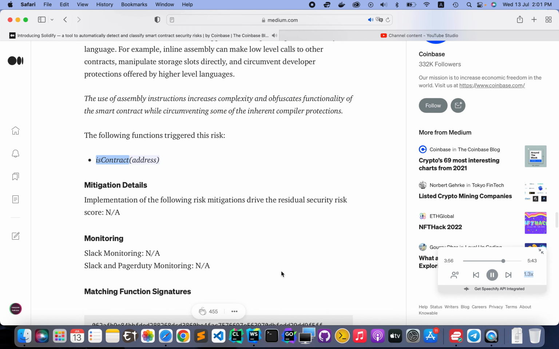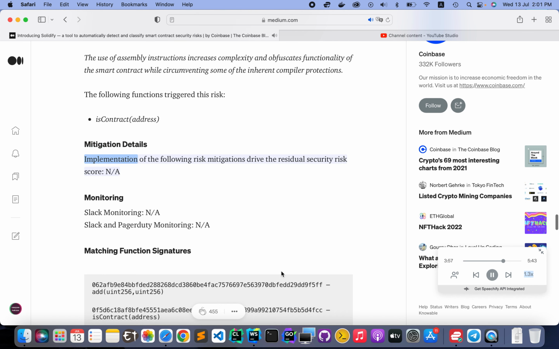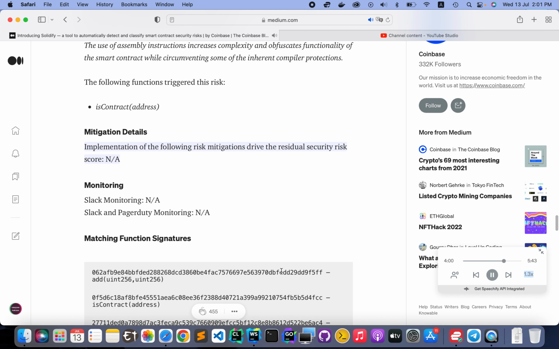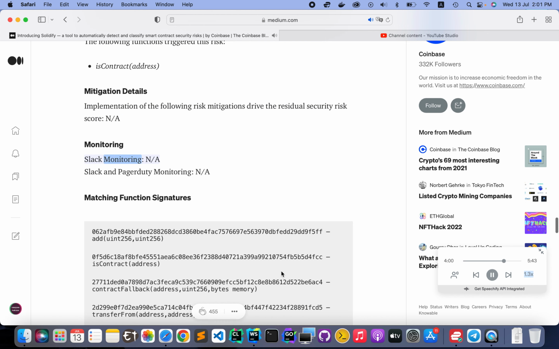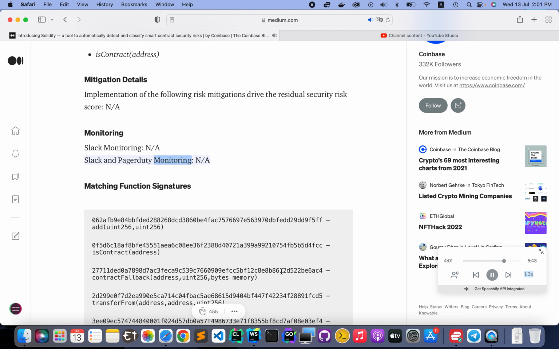isContract address. Mitigation details. Implementation of the following risk mitigations drive the residual security risk score: NA. Monitoring. Slack monitoring, NA. Slack and PagerDuty monitoring, NA.